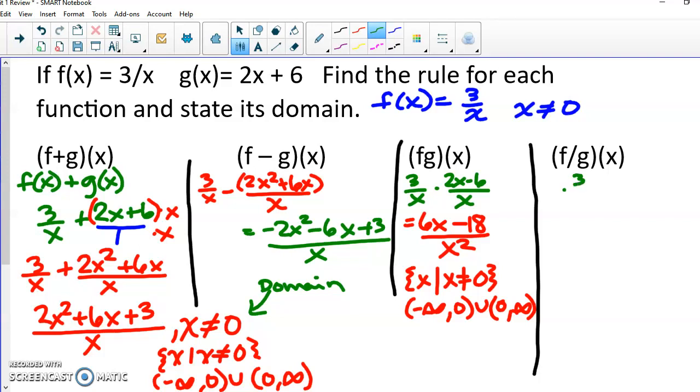Division. Here we've got 3 over x divided by 2x plus 6. And using our fraction division skills, if it helps you to go back to what we used to do way back in the day, fraction division allows us to multiply by the reciprocal. You could see that happen if it helps you. So I'm just going to show that for those of you who might need to see that. This is the same. Function f divided by g is the same as function f times the reciprocal of function g.